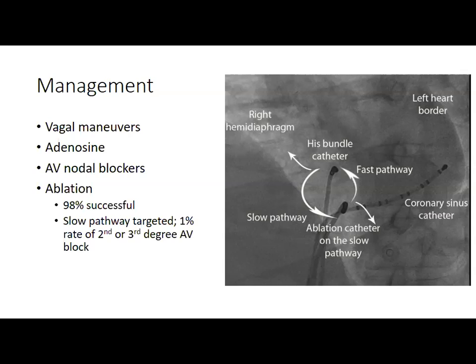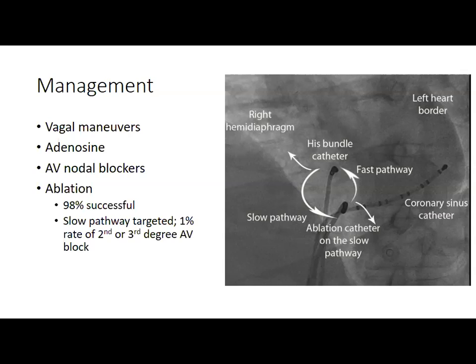Like flutter, AVNRT can be ablated pretty easily. What they do is they take their ablation catheters, they electrically find the slow pathway in there, they burn it out, and then all you've got left is a fast pathway, and it interrupts that circuit. It's a pretty successful procedure.